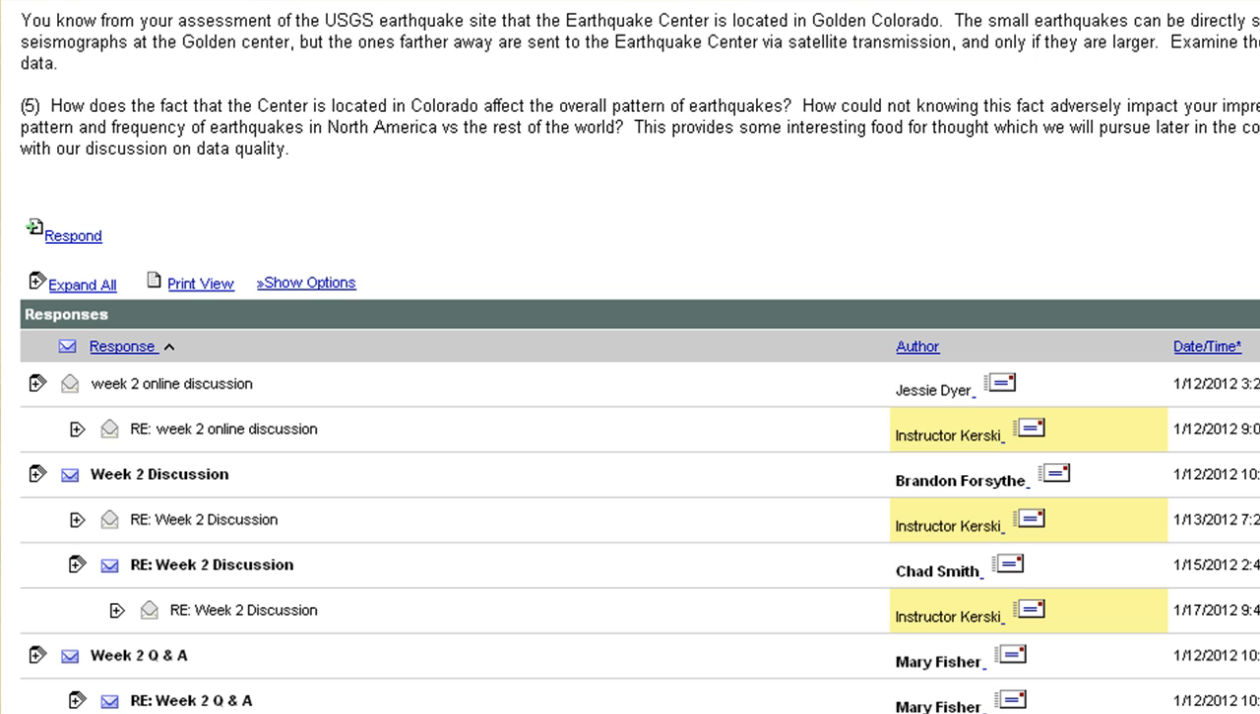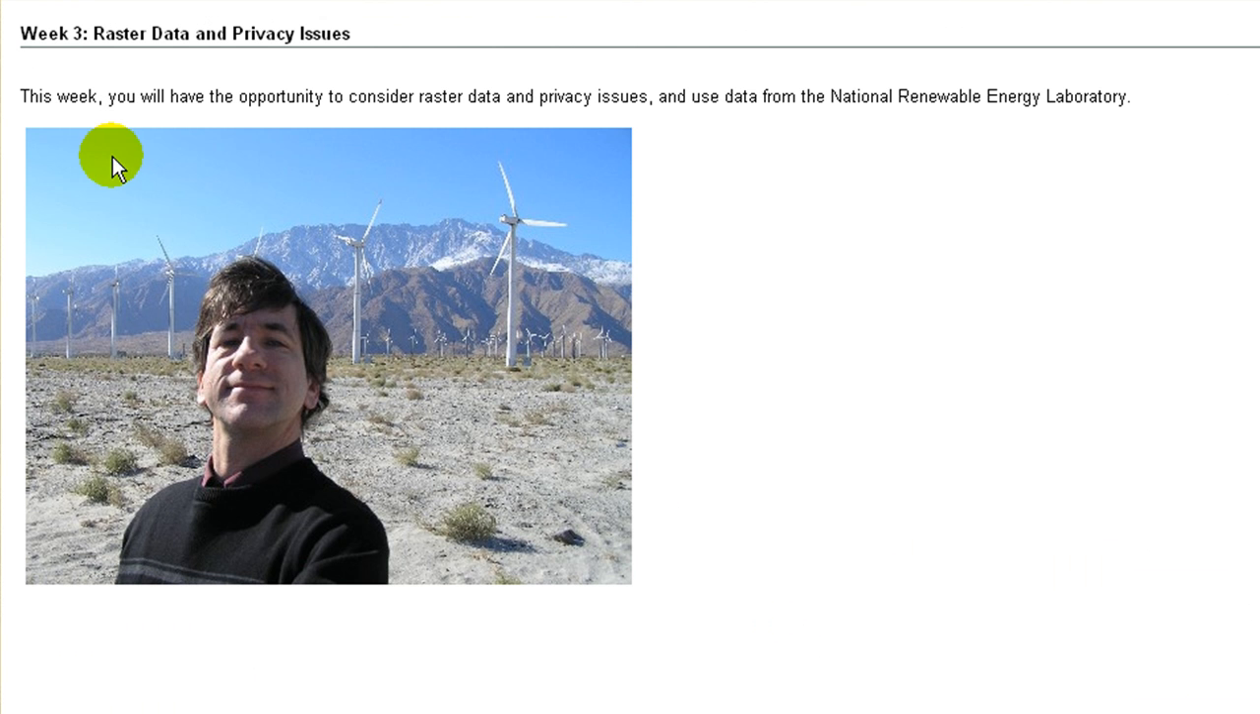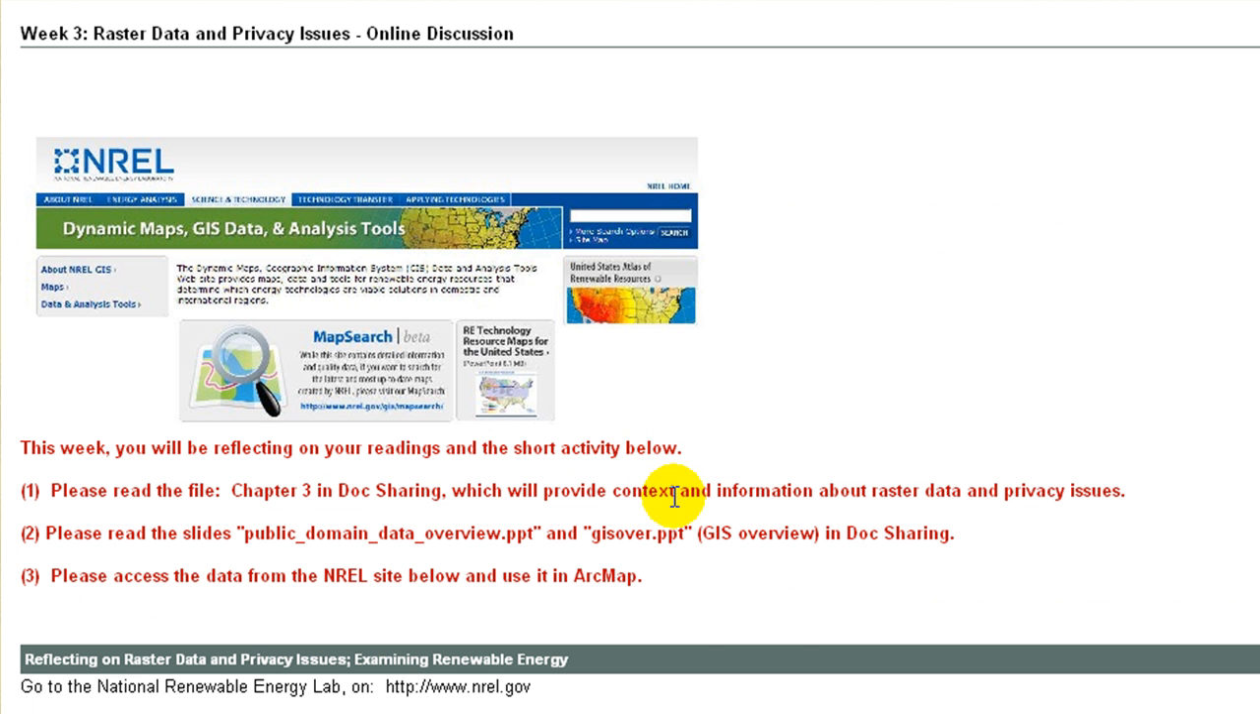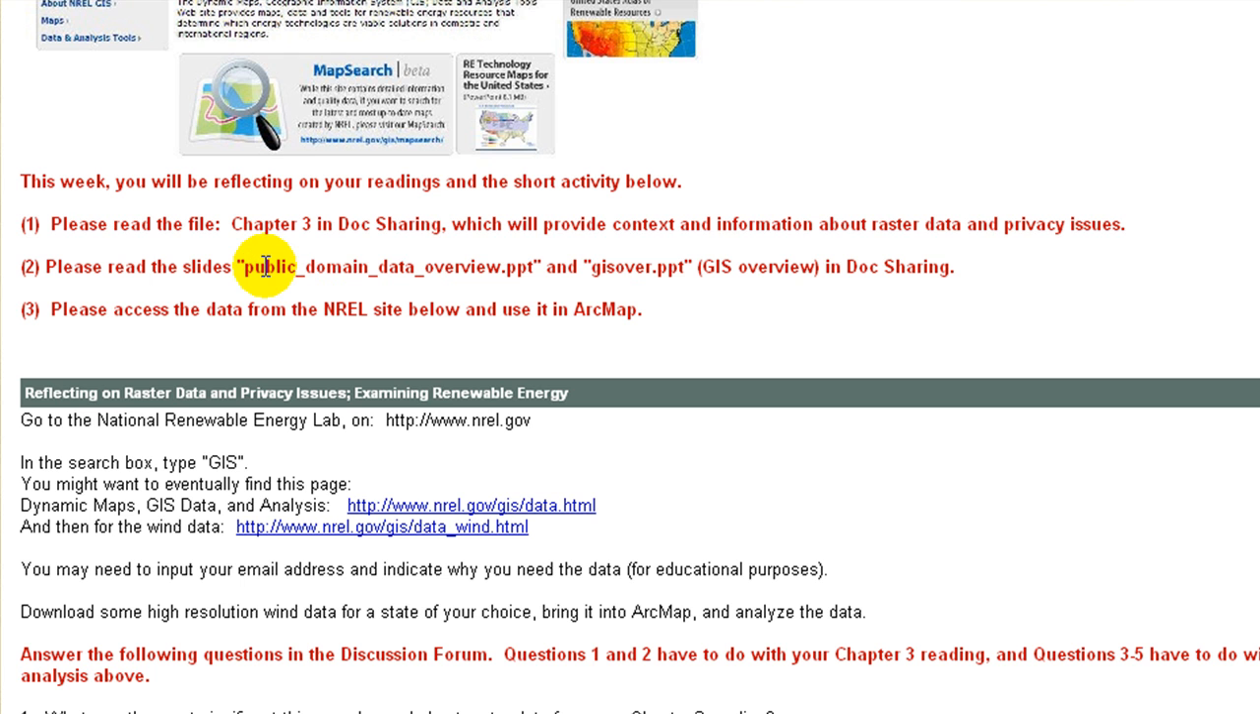Let's go to week 3 now and look at the assignment. This week you will have the opportunity to consider raster data and privacy issues and use data from the National Renewable Energy Laboratory. Here's our online discussion points. This week you will be reflecting on your readings and the short activity below. You can kind of start to see the pattern, I think. I have the students read and reflect, and then I also have them do a hands-on activity.